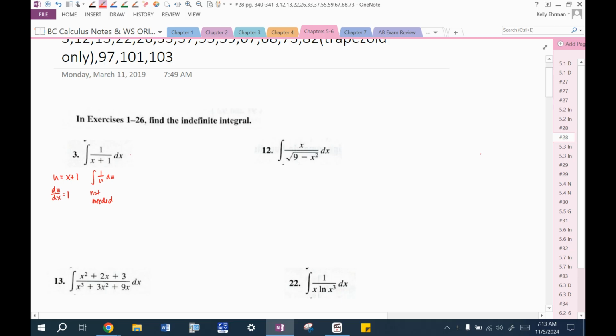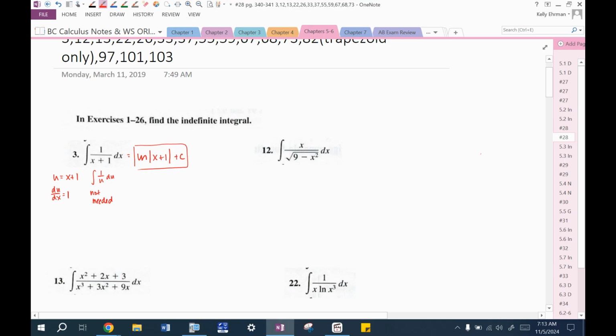And so I can just say, okay, what is the integral of 1 over something? So it's the natural log of the absolute value of x plus 1 plus c, because this is an indefinite integral. All right, so that's it for the first one.